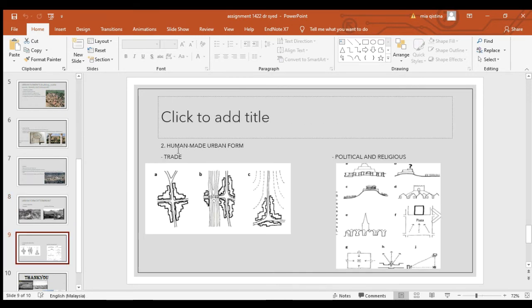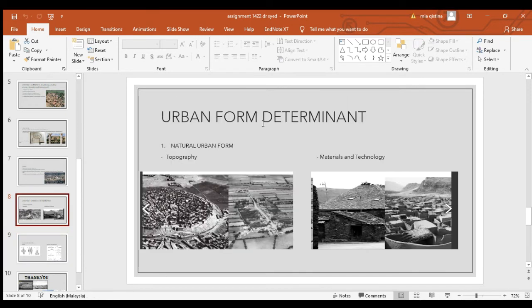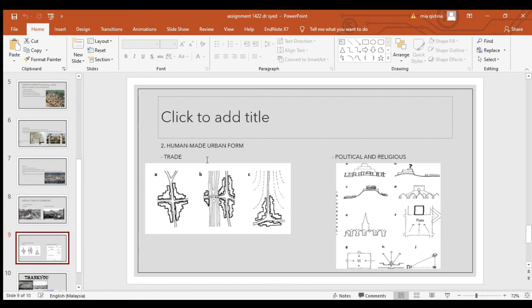Okay, I forgot to explain. Urban form determinant has 2 types: first natural urban form and second human-made urban form. First, I have trait, which is A. It was a lane road crossing. B. It was an intersection of land and water routes. C. At entrance to the mountain passes.